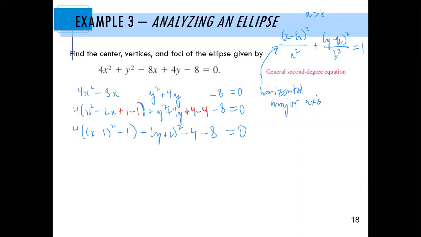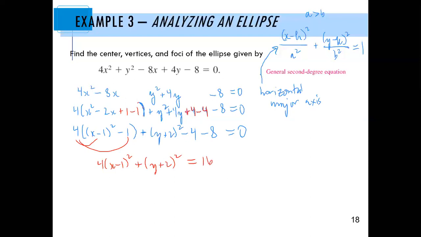Okay, let's mess with this a little bit. If I distribute the 4 and combine constants, I'm going to end up with 4 times the quantity x minus 1 squared plus y plus 2 quantity squared minus 4 minus 8, that's 16. So would you guys object to me moving that negative 16 to the other side?